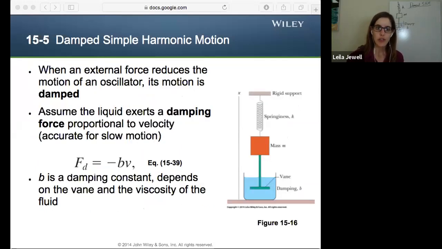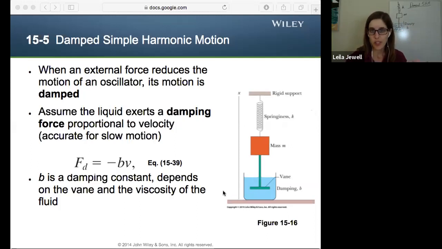Well, if we have an external force reducing the motion of the oscillator, we say its motion is damped. Typically, we just assume that there is nothing reducing the motion of the oscillator, that we have this ideal oscillator that could go forever. So one possible illustration of a damped model is that we have our mass on the end of the spring that could oscillate forever, except there's this vane attached to the end of it, just something that has to pass through water.